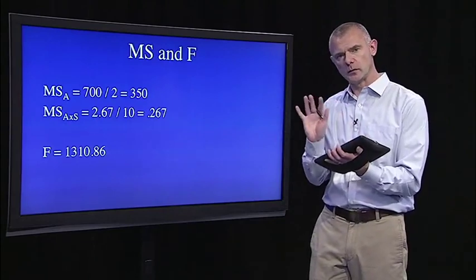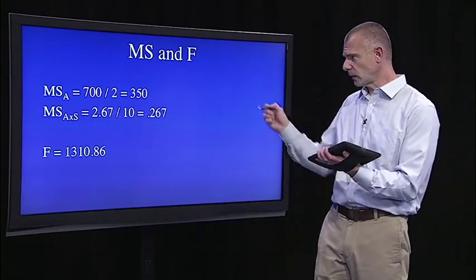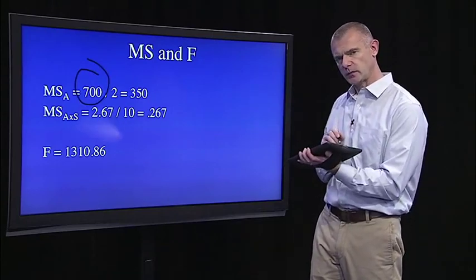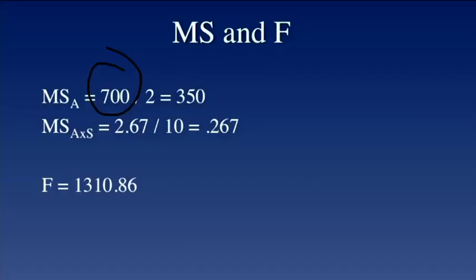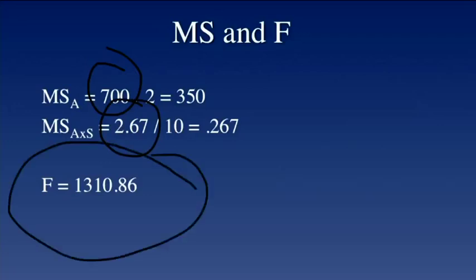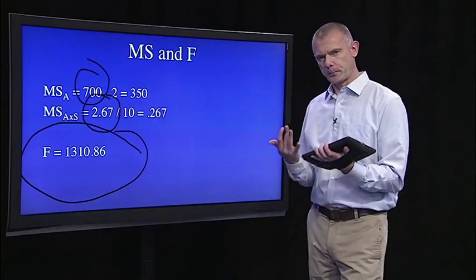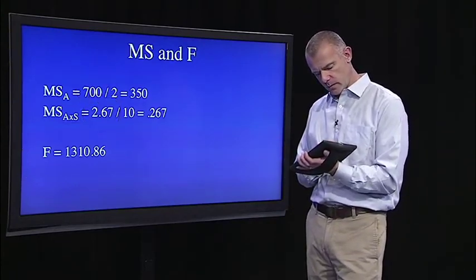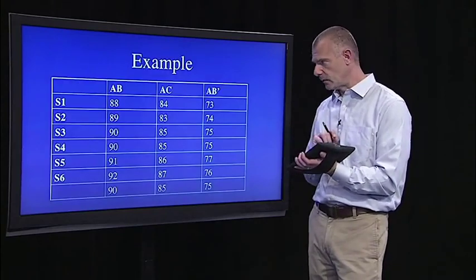Mean squares is just sums of squares over degrees of freedom. Again, I didn't show you the calculation of this, but just trust me. Sums of squares A is 700. Sums of squares A by S is 2.67. This gives us a ridiculously whopping F ratio. I don't think I've ever seen an F ratio that large in my own research. I purposely did that. Why is it so big? Let's go back and look at the data structure.